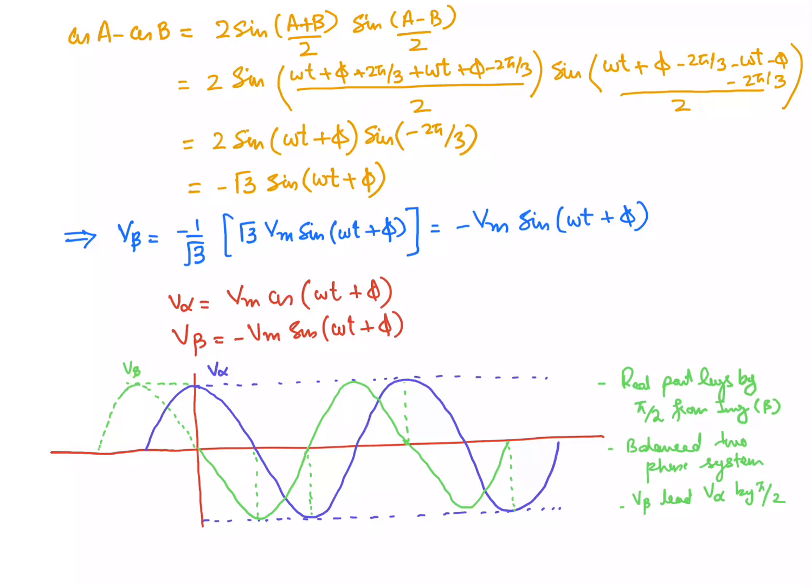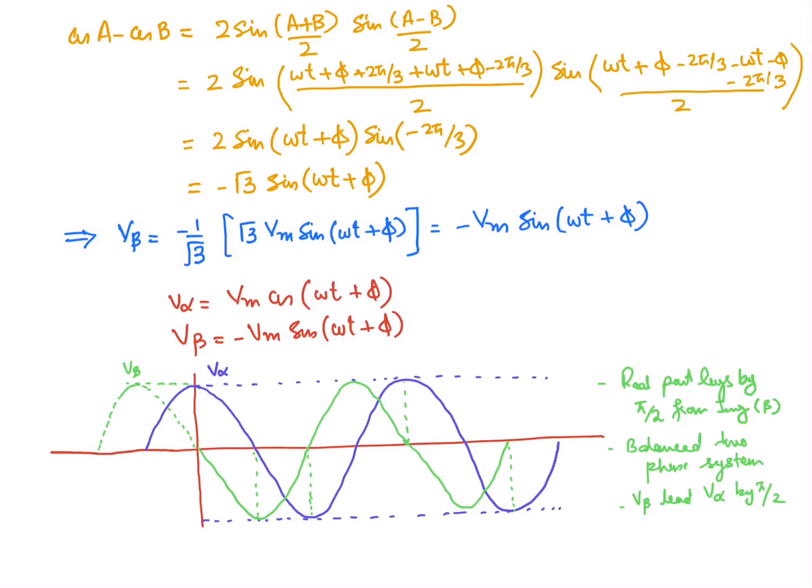In this case you can see the real part lags by 90 degrees from the imaginary part. And what is the real part? The real part is basically the alpha, and the imaginary part is the beta. So V beta is leading V alpha by the angle of pi by 2, and it is a two-phase balanced system when we translate ABC into the alpha beta frame of reference, that is the stationary frame of reference. Okay, now let's translate this system into the rotating frame of reference.